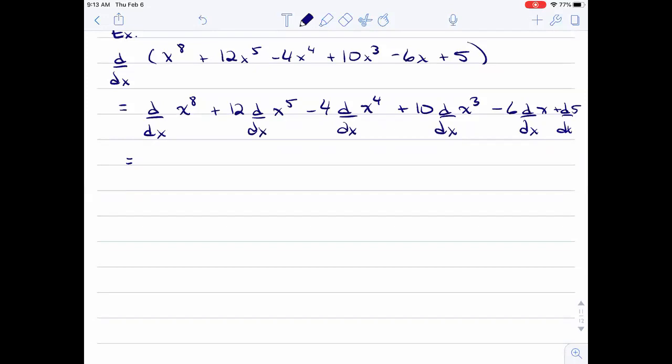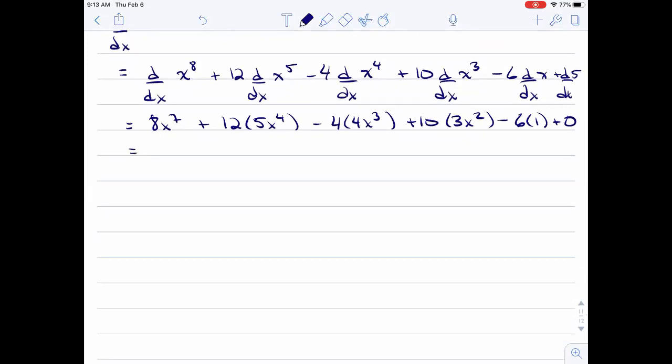If we take the derivative of each of these individually and string them together, we get 8x to the 7 plus 12 times 5x to the 4 minus 4 times 4x to the 3 plus 10 times 3x squared minus 6 times 1 plus 0. And then if we multiply these coefficients, we get 8x to the 7 plus 60x to the 4 minus 16x to the 3 plus 30x squared minus 6. And then we're done.